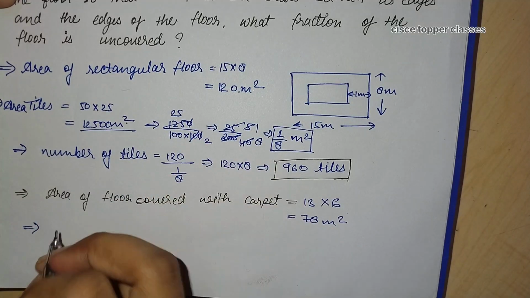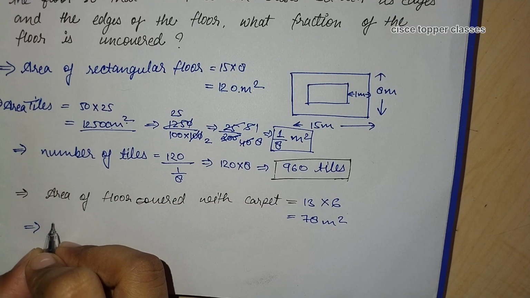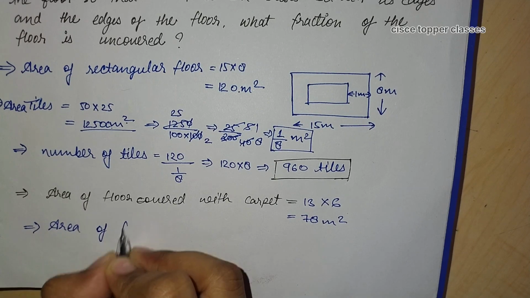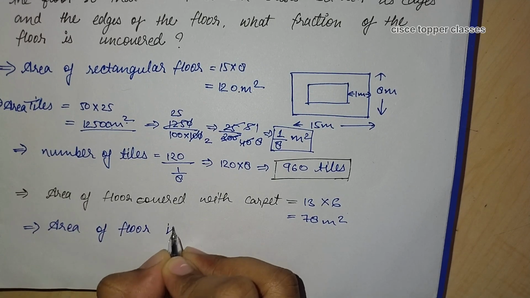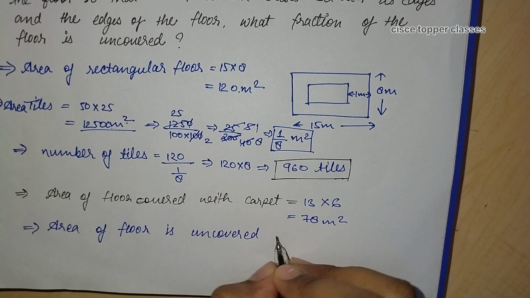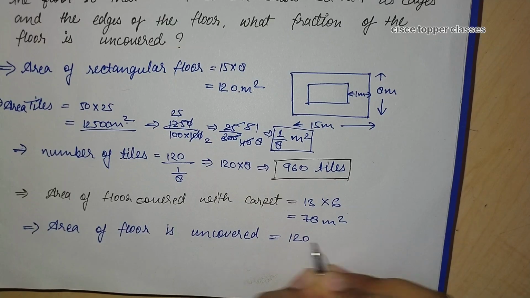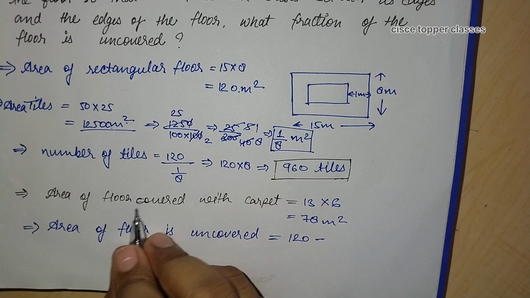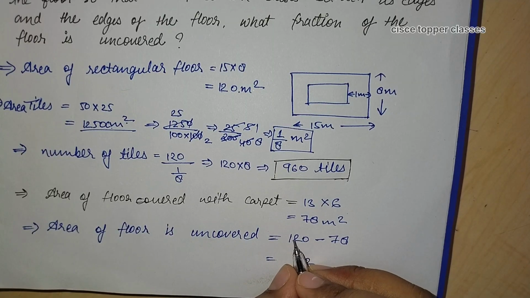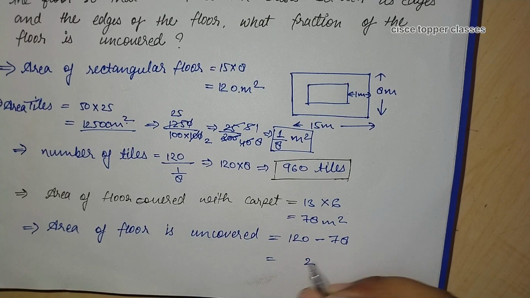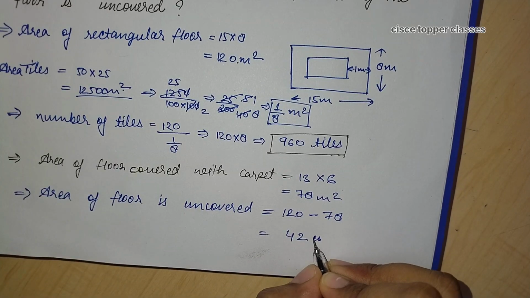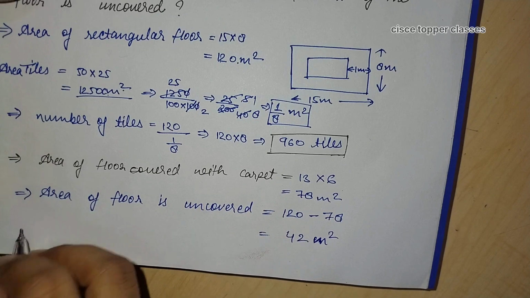Now the whole area we know, so from that we can find the area of the floor which is uncovered. So here we can write 120, the whole area, minus the area of the floor covered with carpet, which is 78. From that we will get 42. So 42 meter square is the area of the floor which is uncovered.